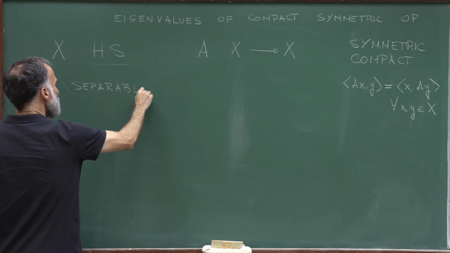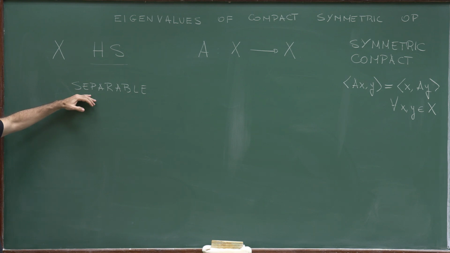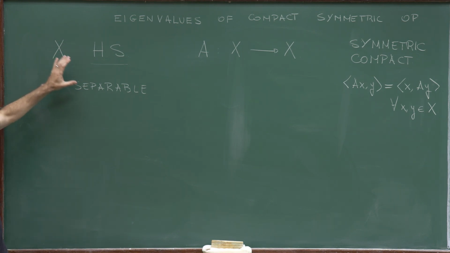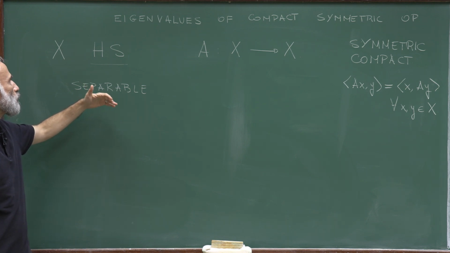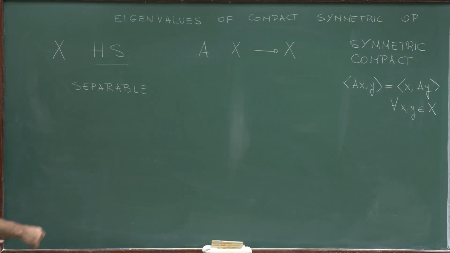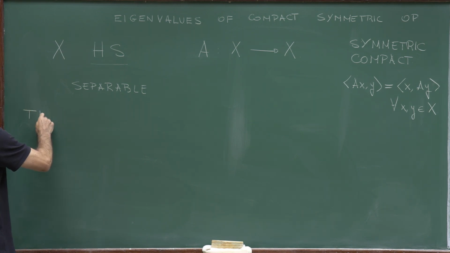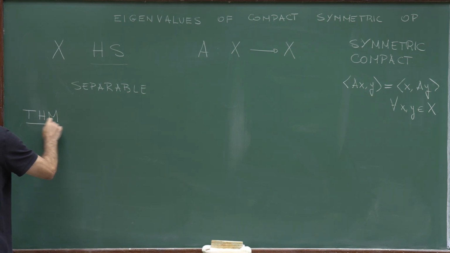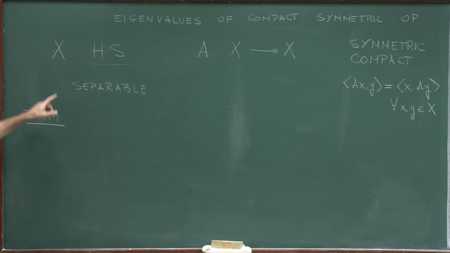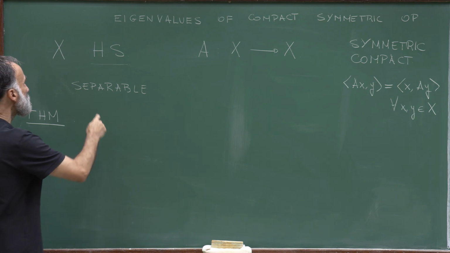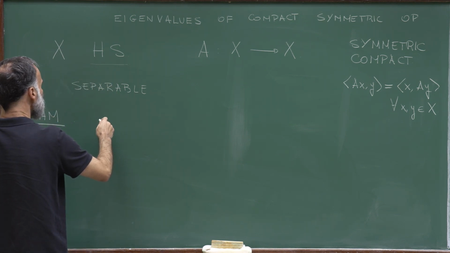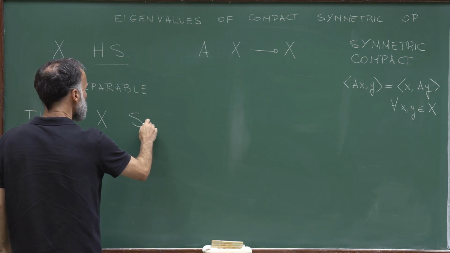So remember, separable means that you have a basis which is countable. So I'm assuming that X admits an orthonormal basis which is separable. And with these assumptions, we will prove the following theorem. Let me just recall to make sure that the theorem is clear. What are the assumptions? I'm assuming that X is a separable Hilbert space.